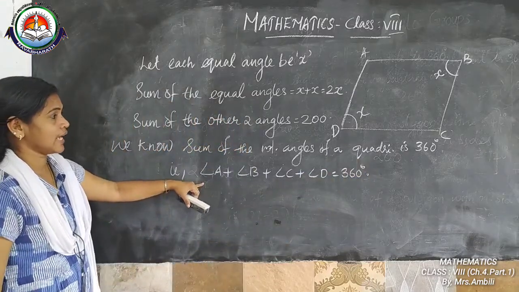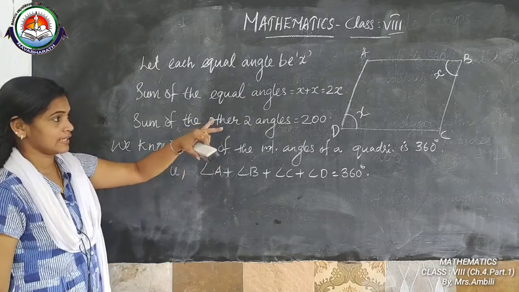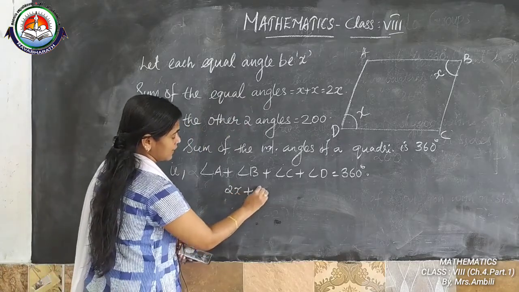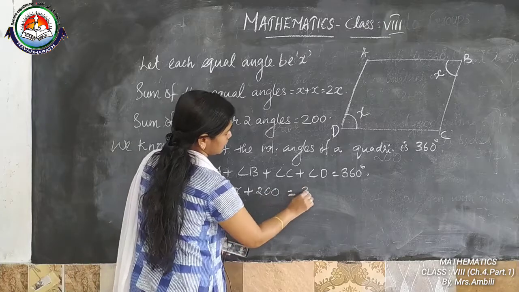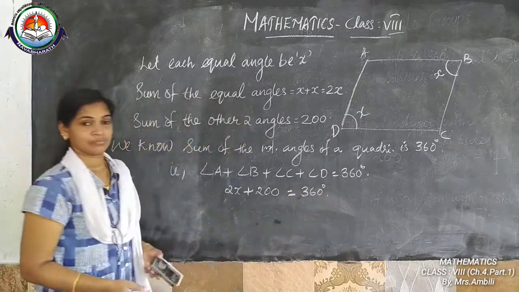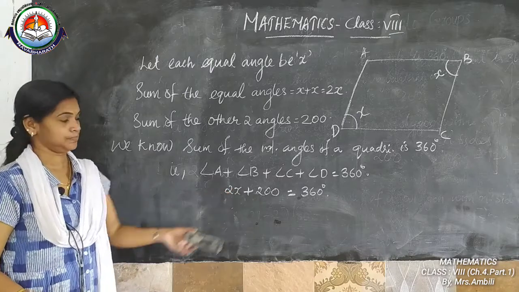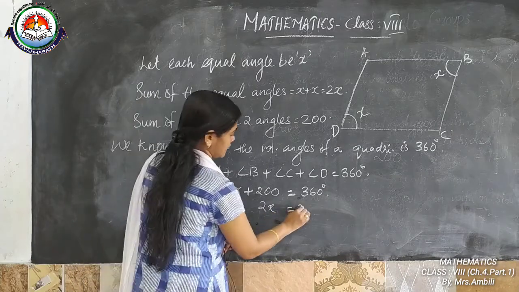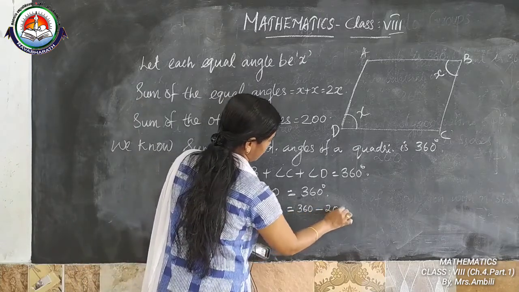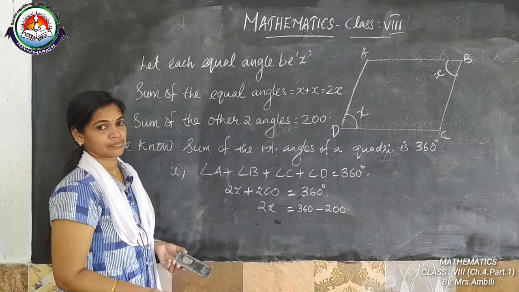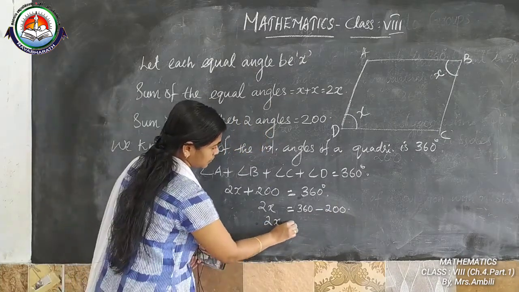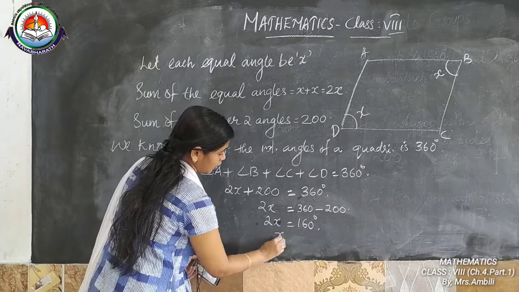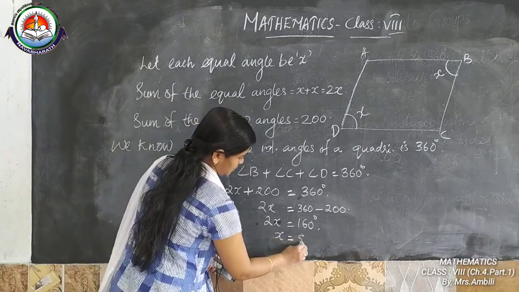Okay, so we know that angle A plus angle C is 200 degrees and angle B plus angle D is 2x. So we can write 2x plus 200 degrees equals 360 degrees. What is 2x? 2x equals 360 minus 200. That is, 2x equals 160. If 2x equals 160 degrees, then x equals 80 degrees.